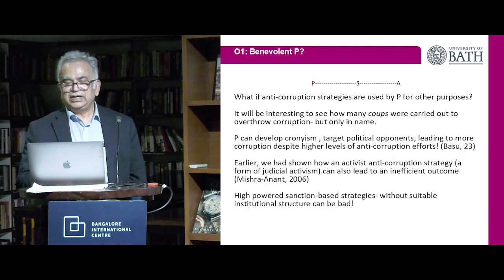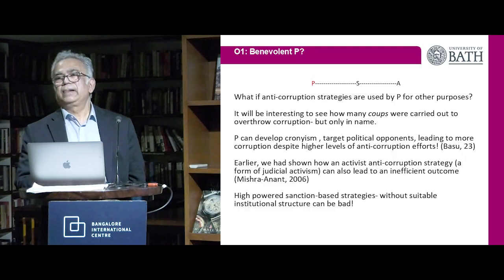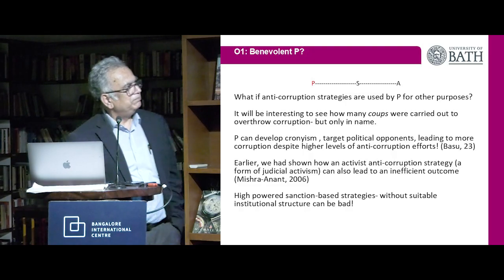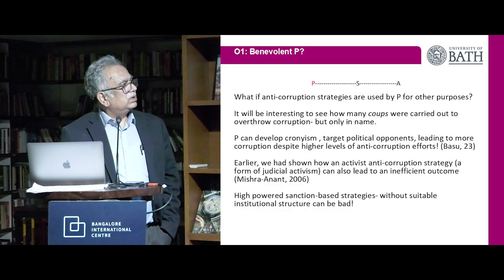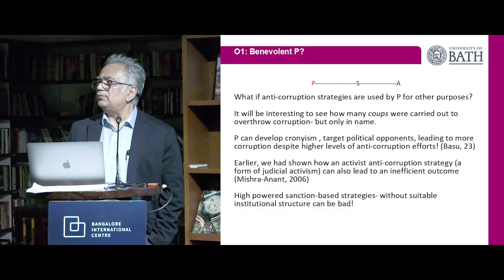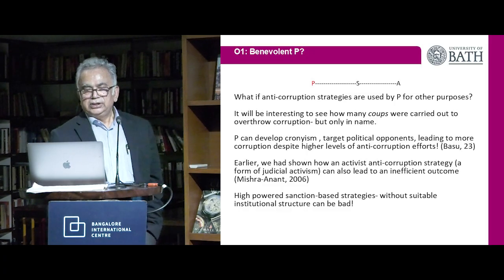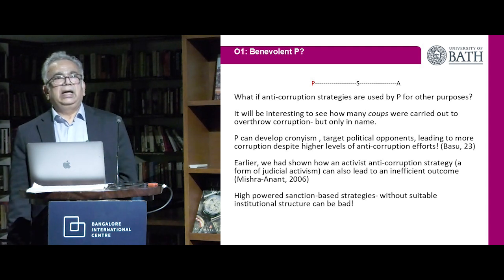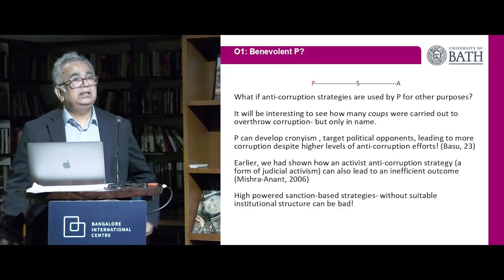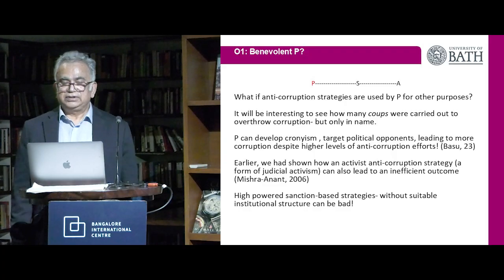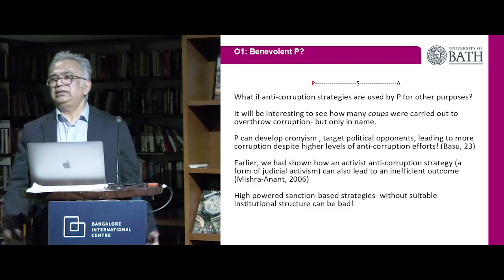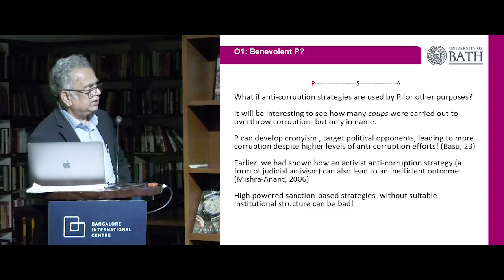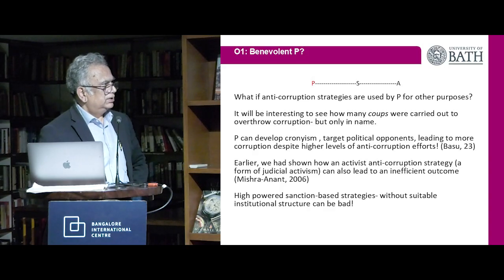Now, what if anti-corruption strategies are used by P for other purposes? Okay. I've asked a student of mine to see how many coups in history were carried out to overthrow corruption, but only in name. Okay, I could do that. P can develop cronyism, target political opponents, leading to more corruption despite higher levels of anti-corruption efforts. Okay. So that's also something which can put anti-corruption strategy under the scanner.